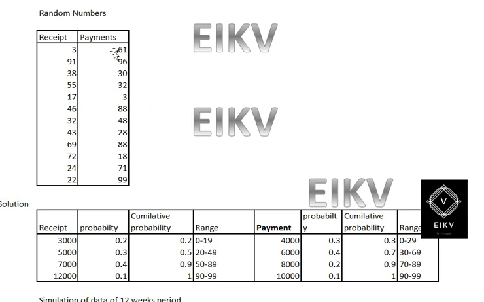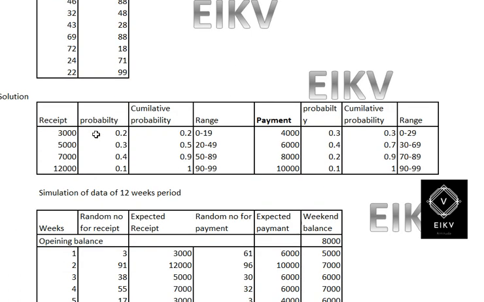And then they have given the random numbers. The random numbers for receipts and for payments have been given separately. The random numbers for receipts are 3, 91, 38, 55, 17, 46, 32, 43, 68, 72, 24 and 22. The random numbers for payments are 61, 96, 30, 32, 3, 88, 48, 28, 88, 18, 71 and 99.